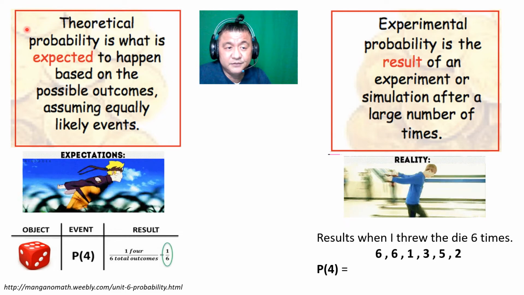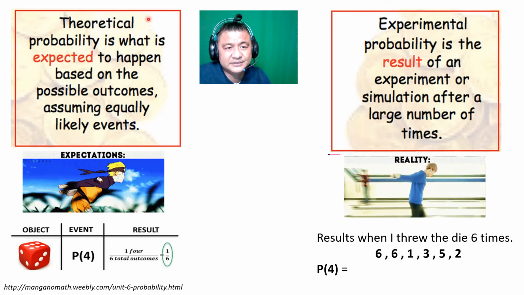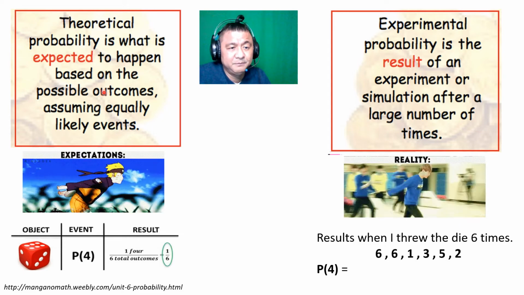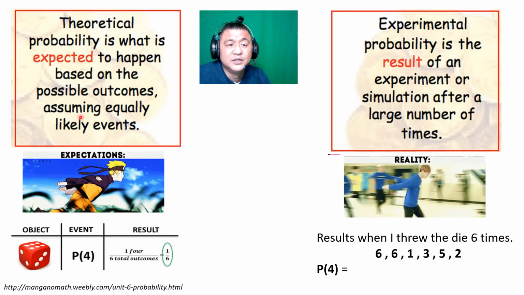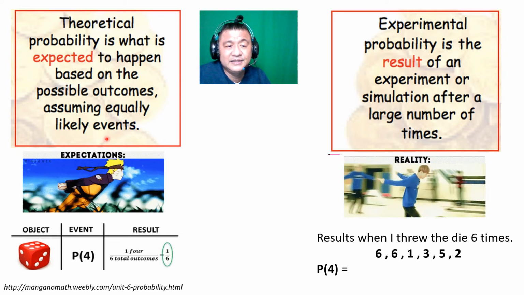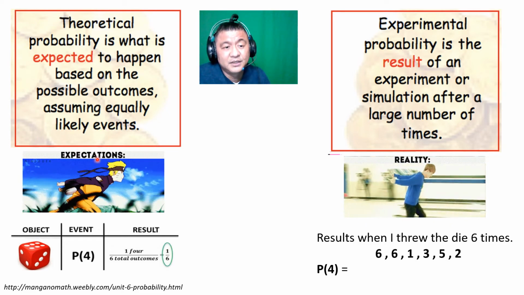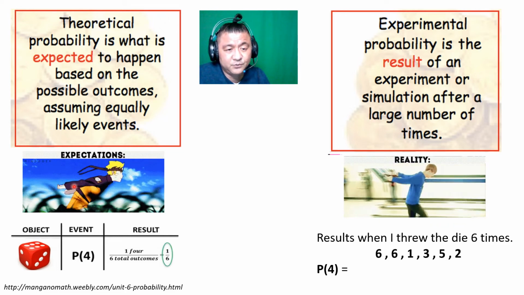Theoretical probability, from the word theory, it's ideal, it's the expected. It is what is expected to happen based on the possible outcomes, assuming equally likely events. In a perfect world, that's what you expect. Like Naruto over here, a perfect way to run.